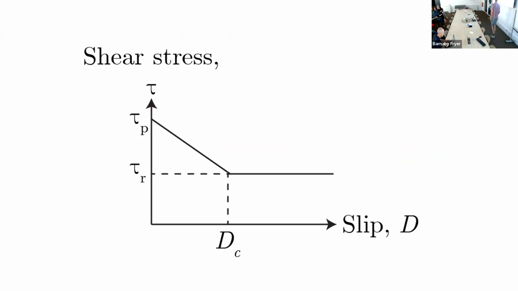This is obviously very simplified, but generally let's say that the shear stress begins at some peak. Shear stress can reduce, and this is going to be a linear slip weakening example, down to some residual shear stress. That residual shear stress occurs for the first time at a critical slip DC, and then is maintained constant. So there's no change in shear stress after that point.